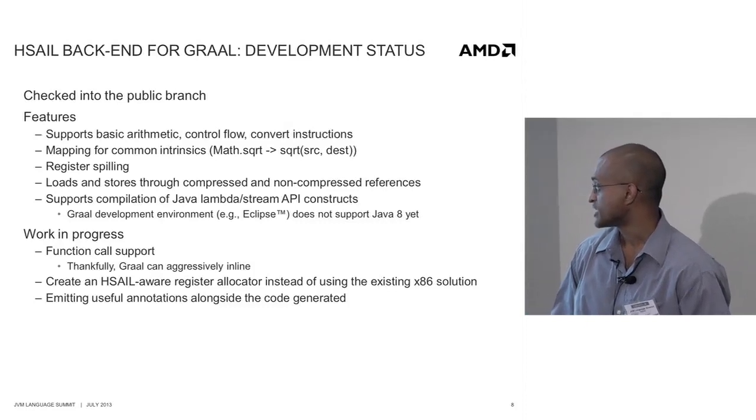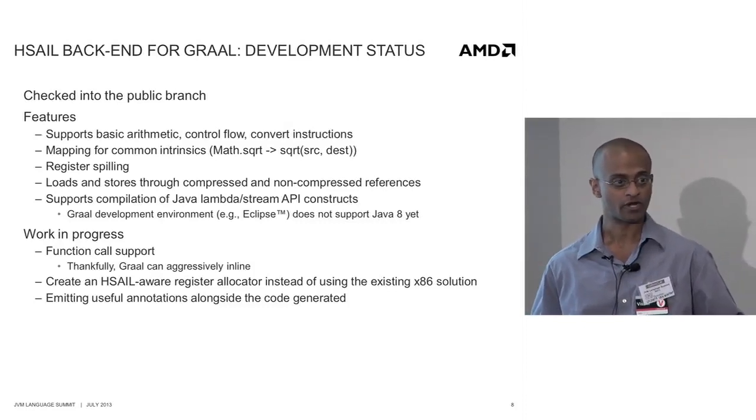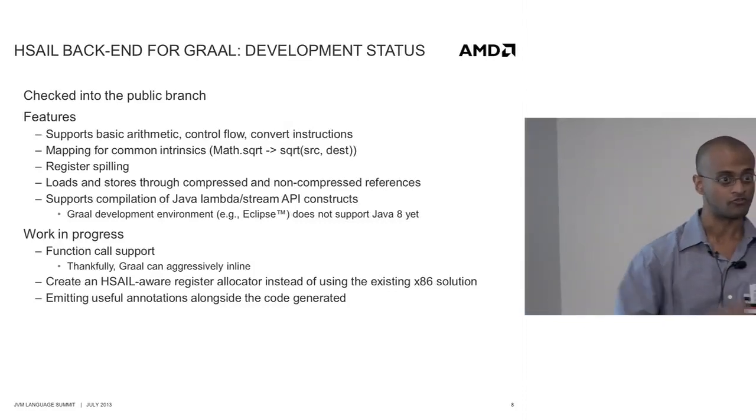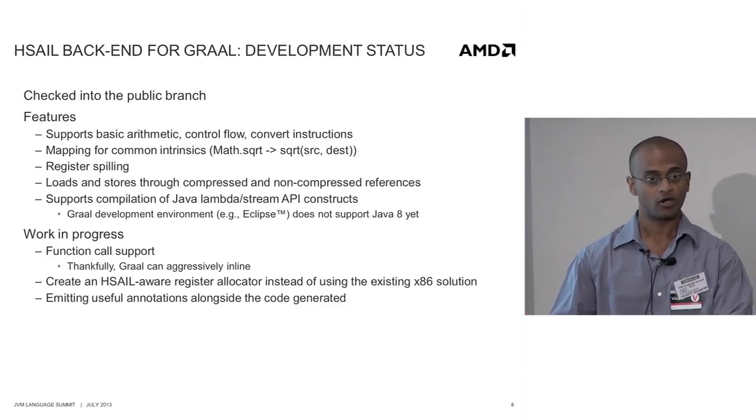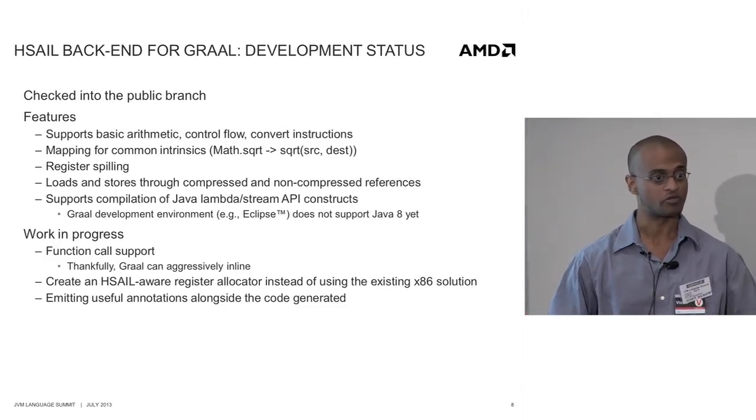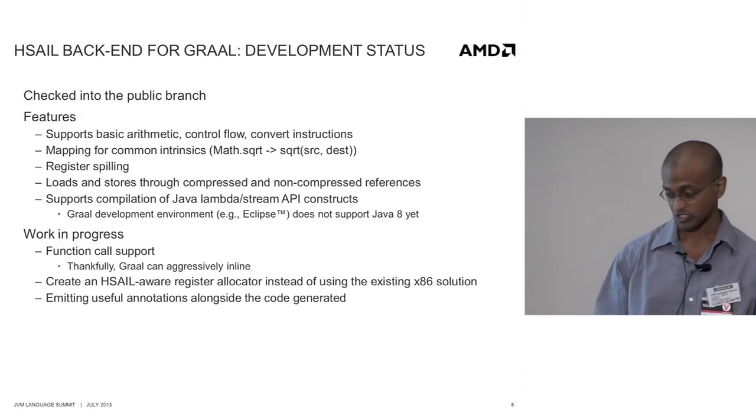And then emitting useful annotations alongside the generated code, like what parts of the Java source this HSAIL code came from, or debugging information. These things would be useful to emit alongside the code that's being generated.